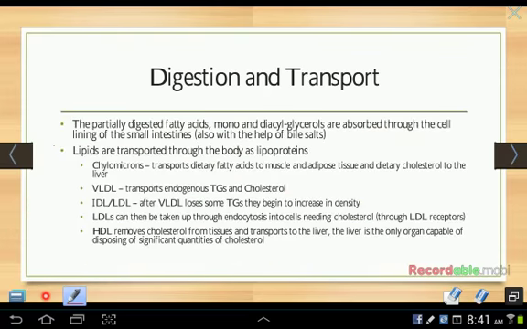Alrighty. So the partially digested fatty acids, mono and diacylglycerides, are absorbed through the cell lining of the small intestine, remember also with the help of bile salts. The lipids are then transported through the body as lipoproteins. So we have 5 different types of lipoproteins, and they usually vary based on their density.